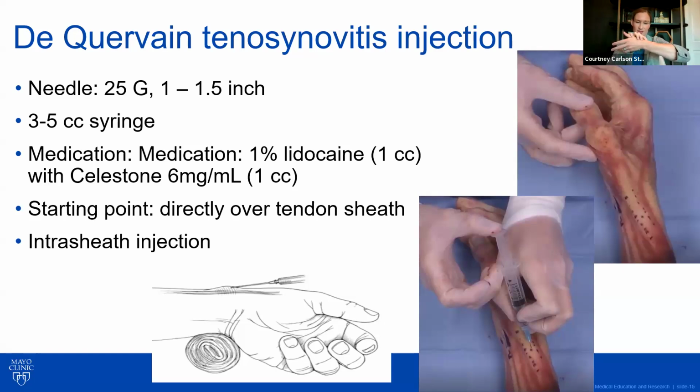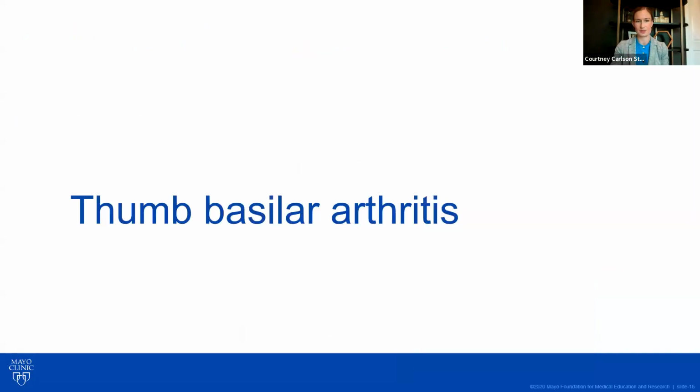I usually try to roll my finger back and forth over it at the level of the radial styloid to make sure I'm in the right spot. And for this one, I try very hard to get intrasheath before injecting, to minimize any of those risks of hypopigmentation, fat atrophy, or skin atrophy from this injection. Oftentimes, you can feel yourself poke through the sheath and will feel the steroid run proximally and distally along that sheath if you're in the right spot.